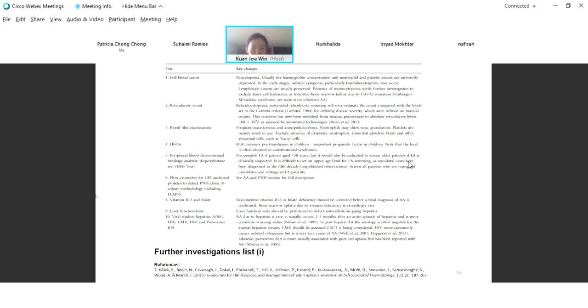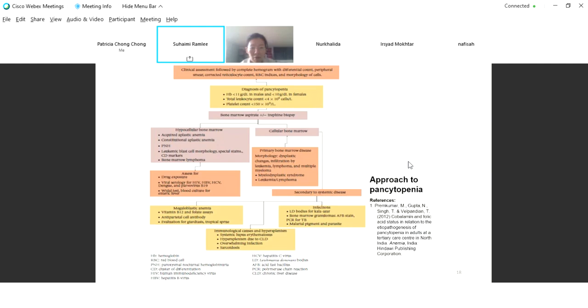So this is further investigation and why we do it, like blood count, like I mentioned just now. And last is the simplified version of how we approach pancytopenia. First, we need to do a clinical assessment, followed by blood investigation, complete blood count, blood smear, and corrected reticulocyte count. Diagnosis of pancytopenia is made when the hemoglobin, leukocyte, and platelet counts are lower than the reference range. And usually, we need to do bone marrow aspirate and trephine, required usually to establish the diagnosis of pancytopenia.